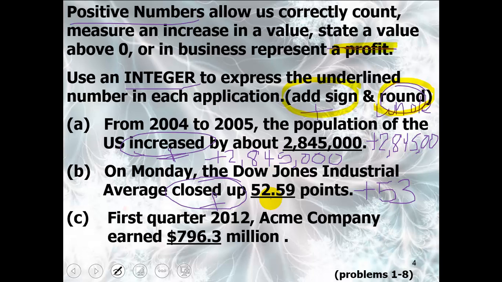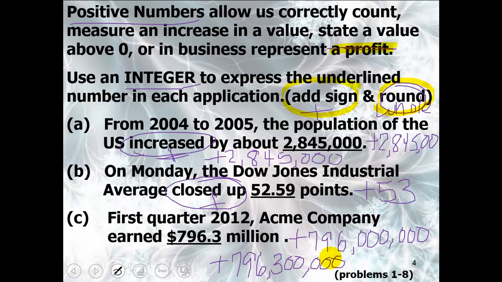Right, welcome back. First quarter 2012, Acme Company earned $796.3 million. All right, so we're going to write it as a positive 796 million. This could also be a positive 300,000. Right? That would be the integer.